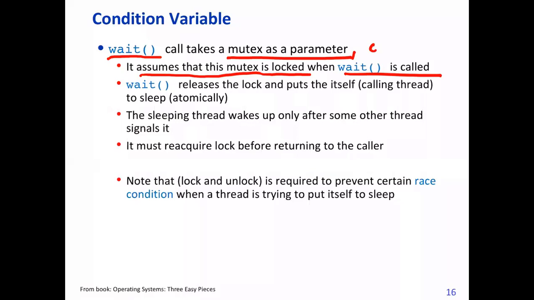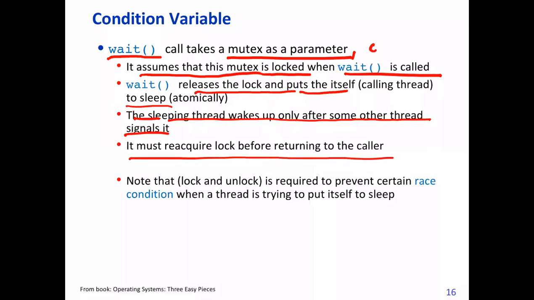When a thread is calling wait, it will put a mutex so that only one thread at a time can call this wait. Okay. So this is to protect certain conditions. We'll see that. And then wait releases the lock and puts itself to sleep. And then the sleeping thread wakes up after some other thread signals it, and it must reacquire the lock before returning to the caller. So we'll look at this.